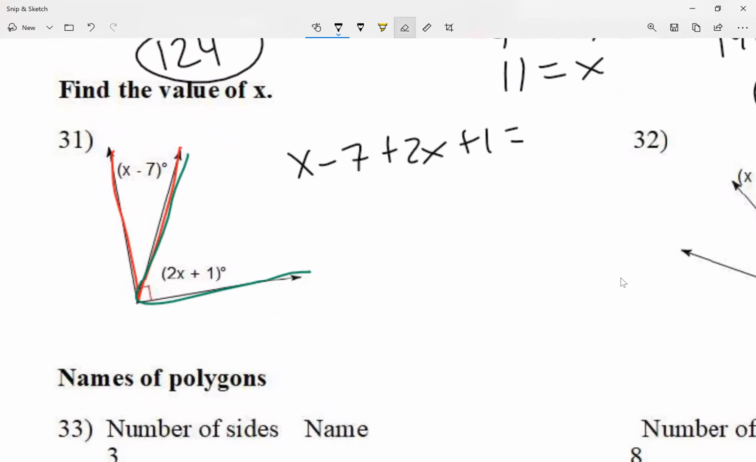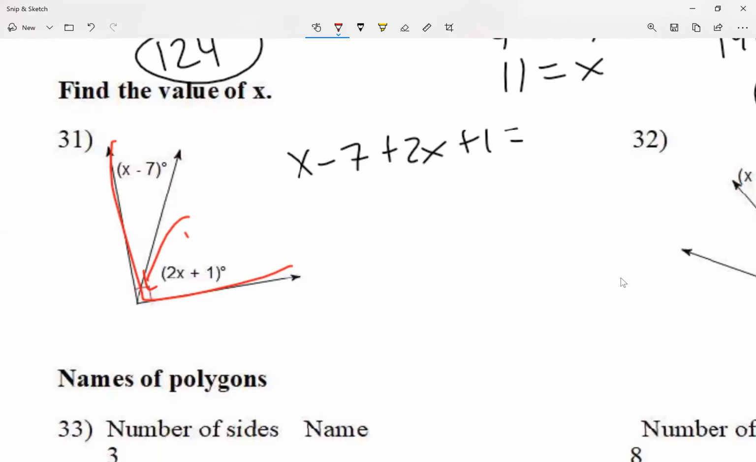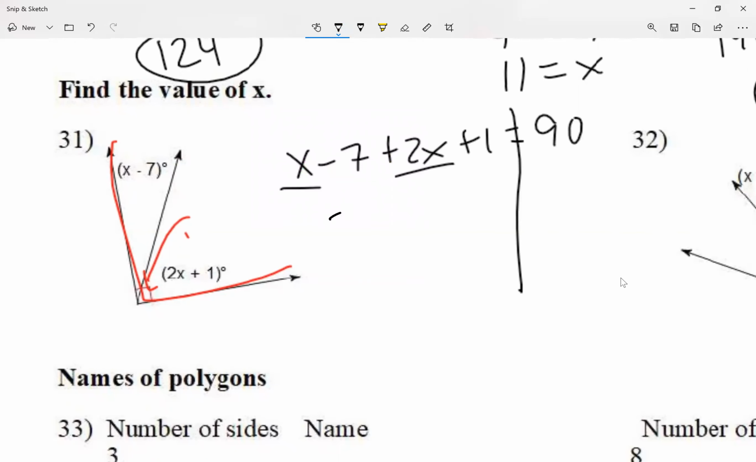Now the big angle happens to be 90 degrees, right? That little box represents 90. So I'm going to say those two angles combined is equal to 90. Let me solve for x. On the left side, let me combine my like terms. 1x plus 2x is 3x. Negative 7 plus 1 is negative 6. And all this is equal to 90.